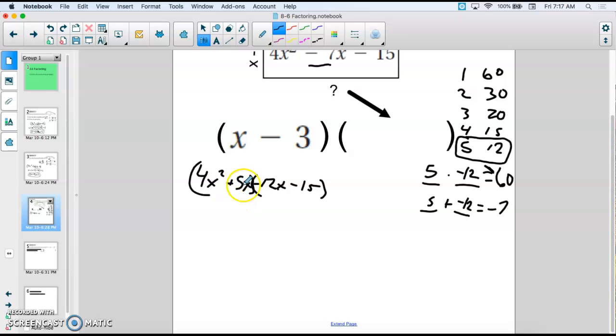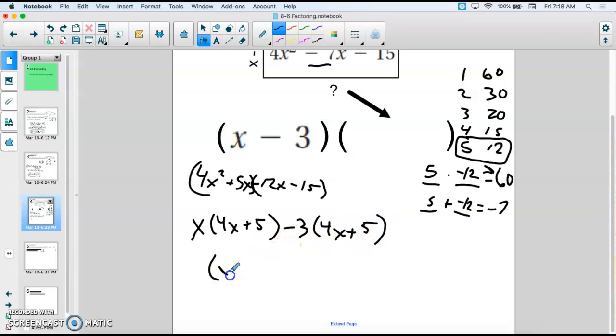It's going to factor. So from here, what can I take out? I can't take out any numbers, but I can take an x. We get 4x plus 5. From here, what can I take out? I can take out a negative 3. Which makes sense, right? x minus 3, x minus 3. So that's good. And we end up with 4x plus 5. Negative 15 divided by negative 3 is plus 5.